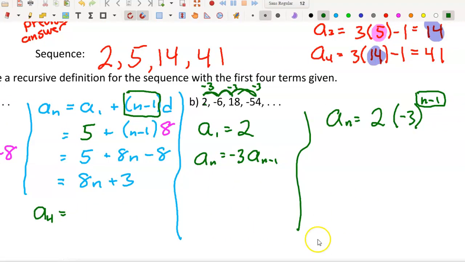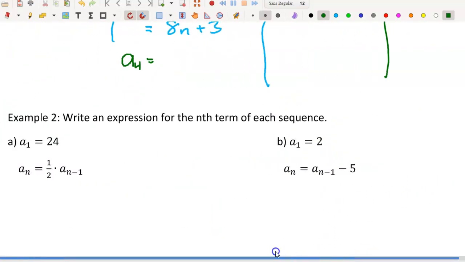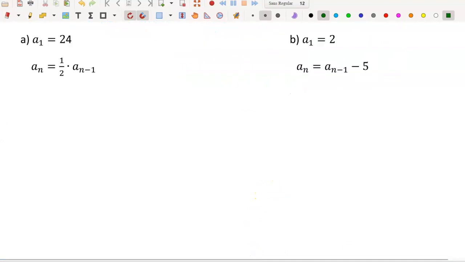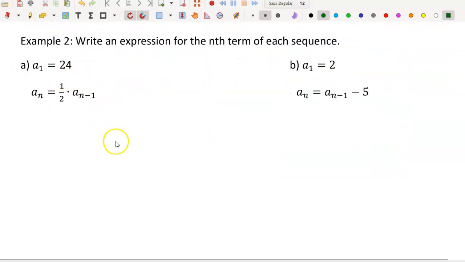Okay? But you can always check it. You can always plug numbers back in and make sure you get the actual sequence. And then if it works both ways, then you're good to go. Okay? So let's practice just doing that, right? Let's convert one to the other. So now that you see them side by side, let's practice that.